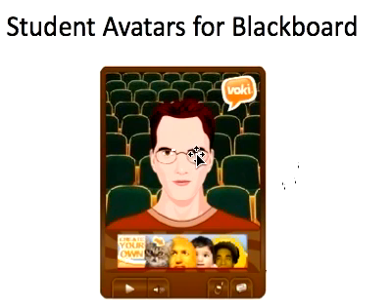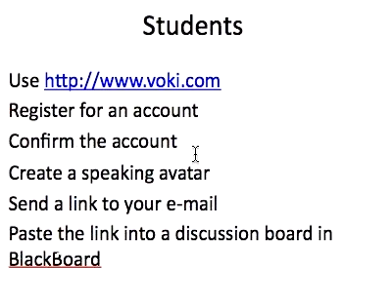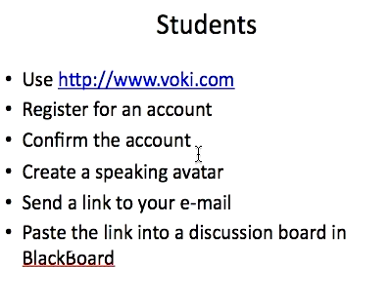This is especially for students since faculty have several options not available to students. Within this particular video tutorial, what we're going to do is use VOKI at www.voki.com. You need to first register for an account. Then you need to go to your email because you're going to get an email from VOKI and you need to confirm your account. You are going to create a speaking avatar with your voice. You will then email a link to yourself, and you'll post that link within a discussion board in Blackboard.